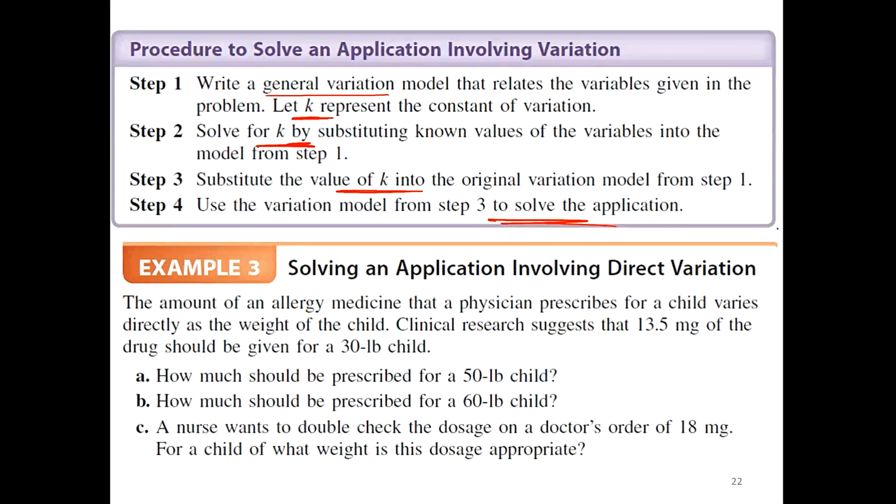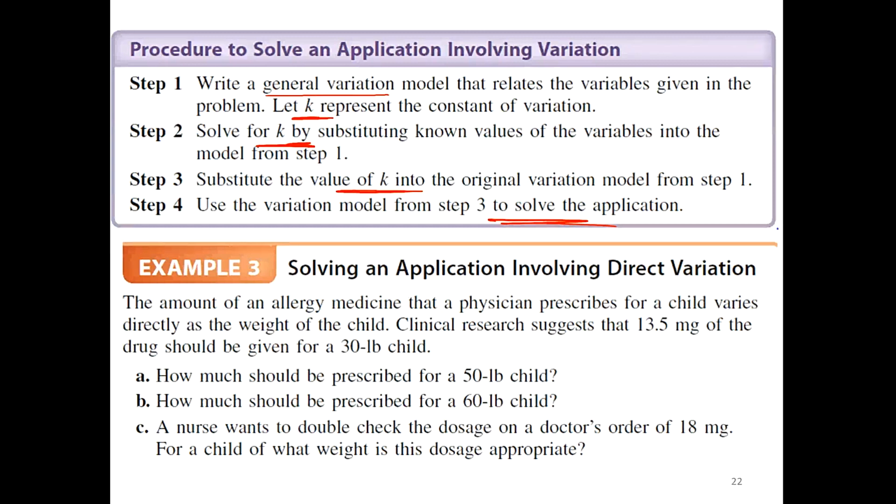So we have 2 main steps, step 1 and step 2. The most important is to determine the variation: directly, inversely, or jointly. After that, find K. If we put the variation formula correctly and find K correctly, we can solve the application directly.